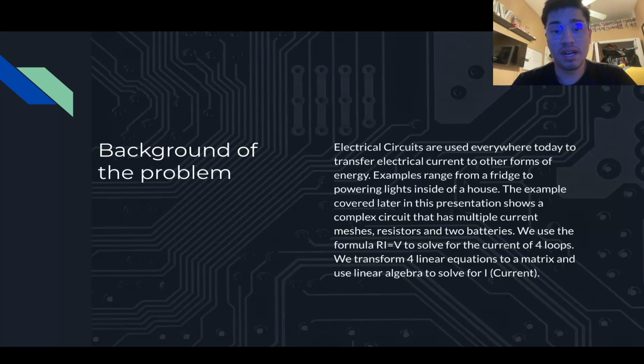The example covered later in this presentation is going to be a complex circuit with multiple resistors, two batteries, and current messages. We use the formula Ri equals V to solve for the current of 4 loops. We're going to look at the diagram and we're going to gather 4 linear equations from the diagram. And with those 4 linear equations, we are going to transform it into a matrix. And we are going to use linear algebra to solve for the current I.